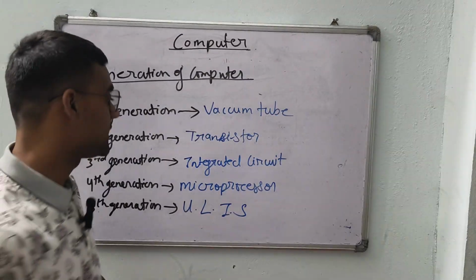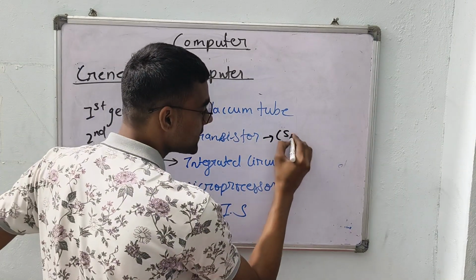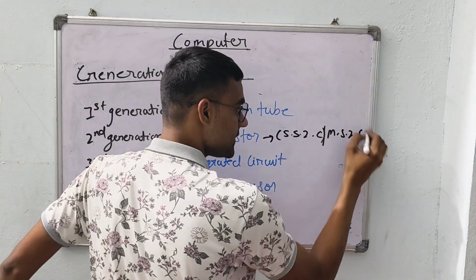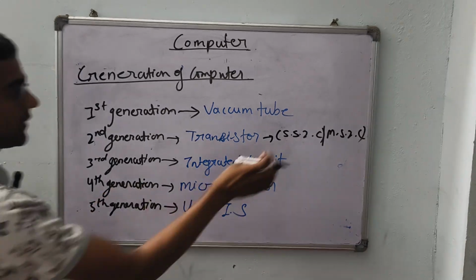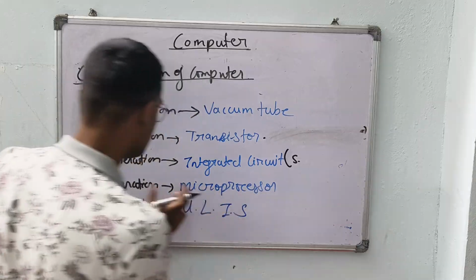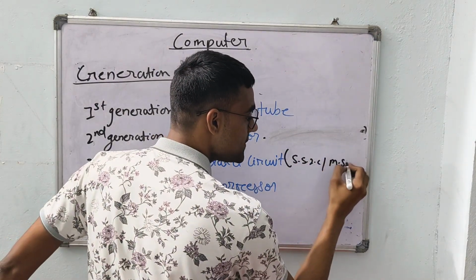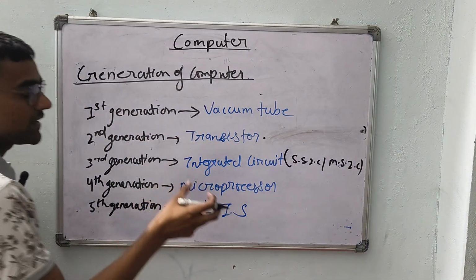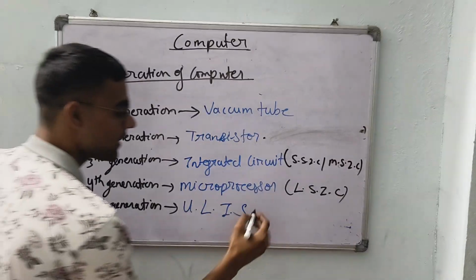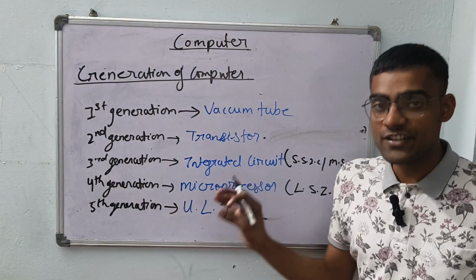And one more point that is left: small scale integrated circuit and medium scale integrated circuit are used in the third generation of a computer. In the fourth generation of a computer, we are using large scale integrated circuit. And in the fifth generation, we are using ultra large integrated circuit. So this is about the generations of a computer.